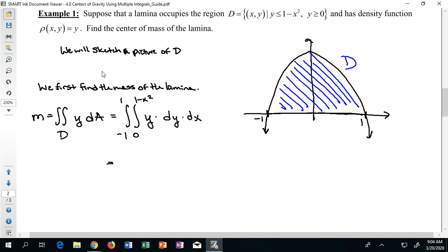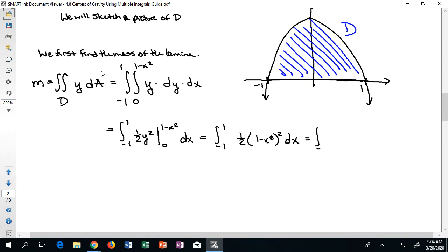So I'll go ahead and crunch this out, not too difficult. -1 to 1. I get a half y squared evaluated from 0 to 1 minus x squared. This is an integral from -1 to 1, and I get a 1/2 (1 minus x squared) squared dx. This is a little bit annoying to deal with, but of course I could just go ahead and multiply some stuff out here. If I multiply everything out, I'm going to end up with 1/2 times (1 minus 2x squared plus x to the 4th). I'll go ahead and evaluate this. My antiderivative is going to be x minus 2/3 x cubed plus 1/5 x to the 5th. And I want to evaluate that from -1 to 1.